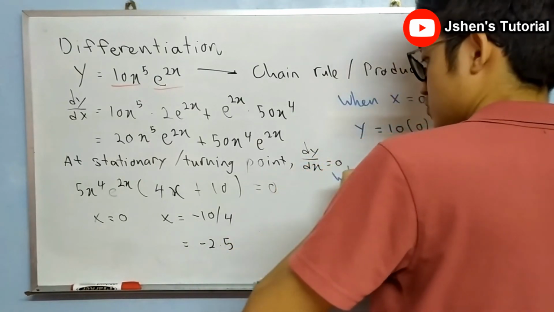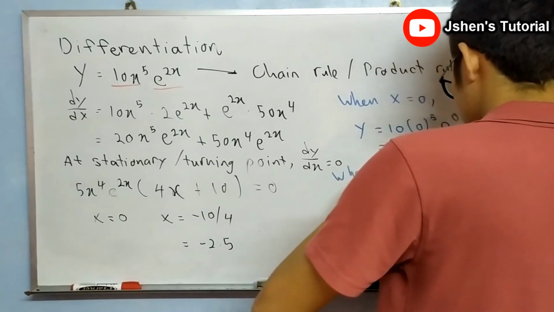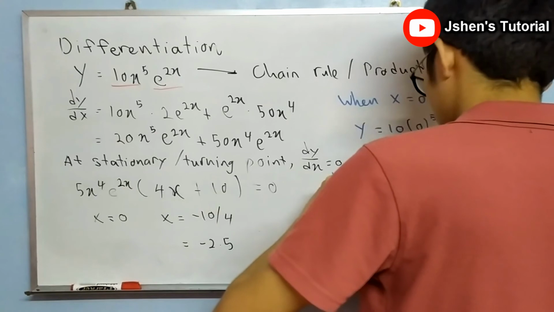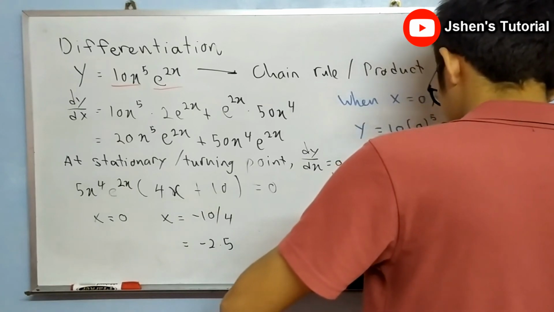So after getting these two values, we are going to substitute them into the y function. So we will obtain its turning point.